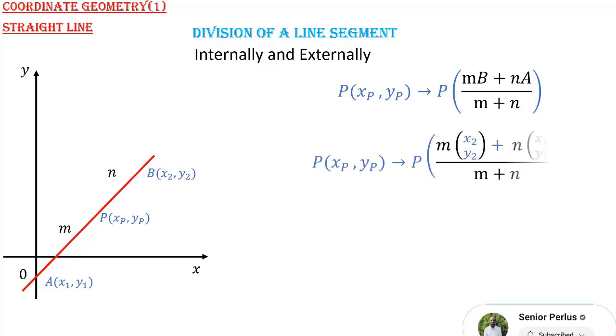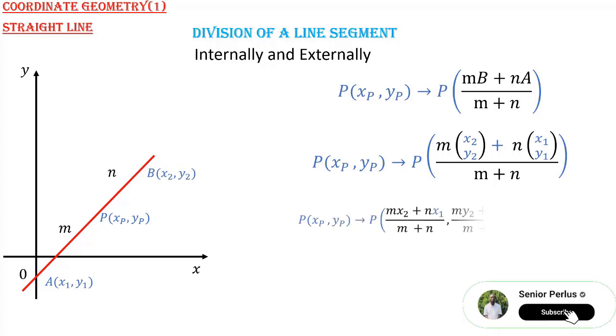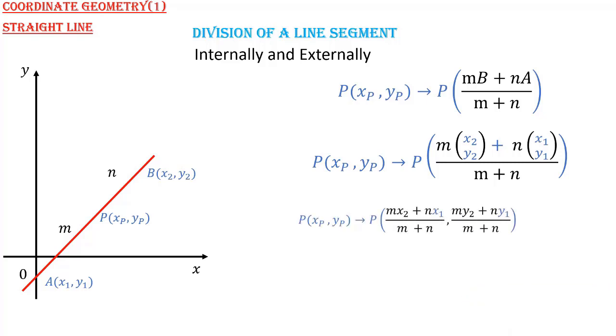And we know that our B is (x2, y2), and our A is (x1, y1). So for internally, we are saying that m times x2 plus n times x1 divided by the ratio m plus n. Then m times y2 plus n times y1 divided by m plus n. This is for internal.